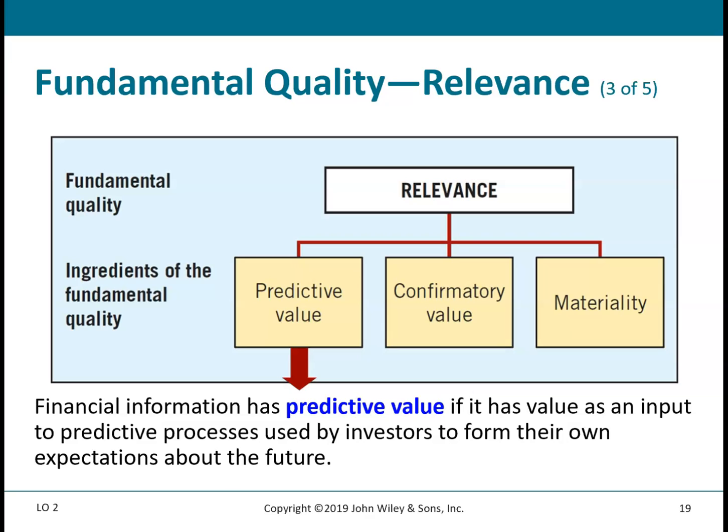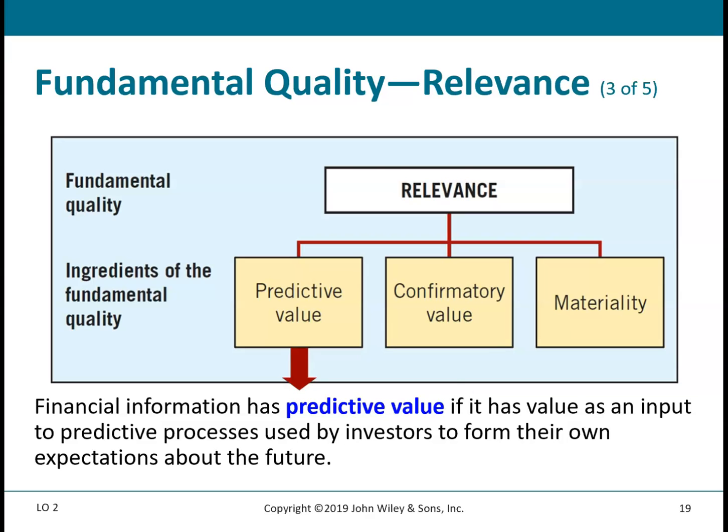Financial information has predictive value if it has value as an input to predictive processes used by investors to form their expectations about the future. So that's why we call it predictive. For example, if potential investors are interested in purchasing UPS stock, they may analyze its current assets, liabilities, dividend payments, and its past performance to predict the amount, timing, and uncertainty of UPS's future cash flows. This is why it's called predictive value.